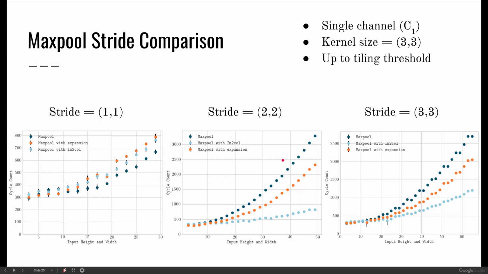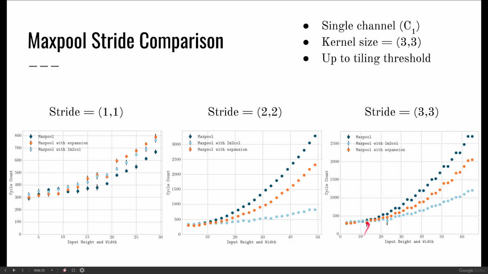But Im2col has one problem: it does have some overhead, because if you have a lot of overlap between each patch, you're going to duplicate a lot of data. So when you do that for a stride of 1 by 1, first of all, you don't get too far to the tiling threshold, because our output gets bigger, so we don't get to see a clear difference as we do at the other ones. But we can see that for the smaller ones, at least, Maxpool is still the best here, because you're not duplicating almost all your data with Im2col.